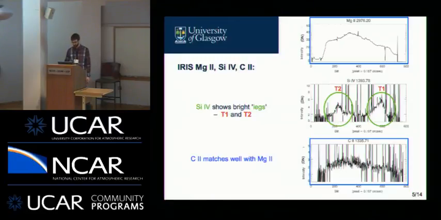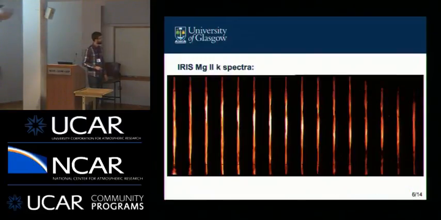Moving on into further detail on the spectra, the IRIS raster was a 16-step coarse raster with 2 arcseconds between each slit.